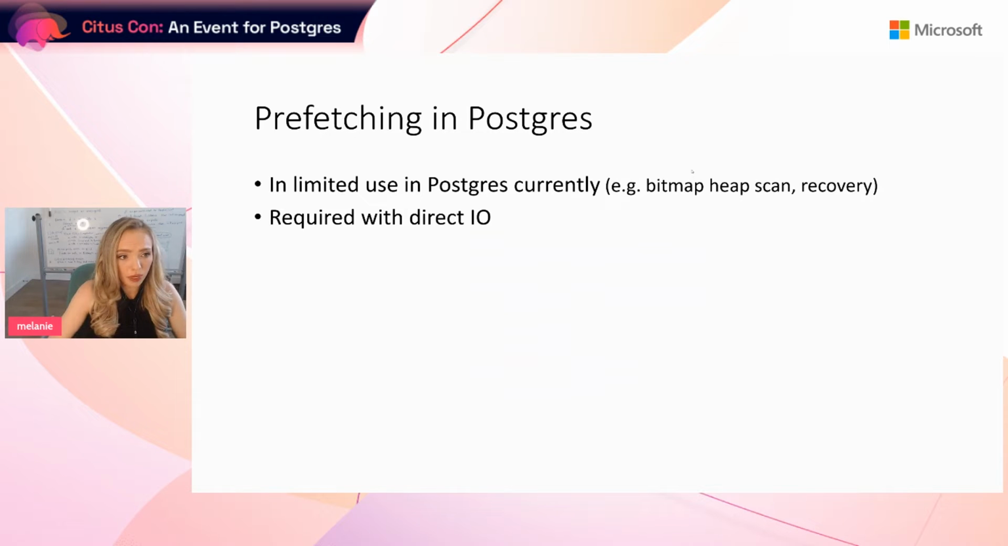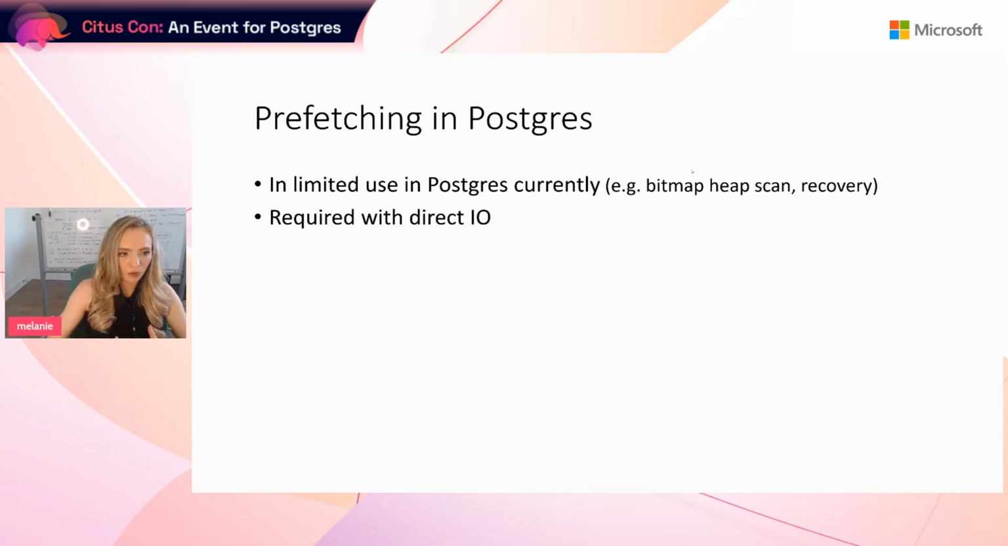Now, currently, prefetching is in limited use in Postgres. Postgres uses buffered IO right now. But there are cases, like bitmap heap scan, where it's worthwhile to actually do some prefetching because the kernel has no way of knowing the specific blocks that you're going to want to scan for a bitmap heap scan. You do the index scan first, figure out the exact blocks, and then use that to go scan the underlying relation.